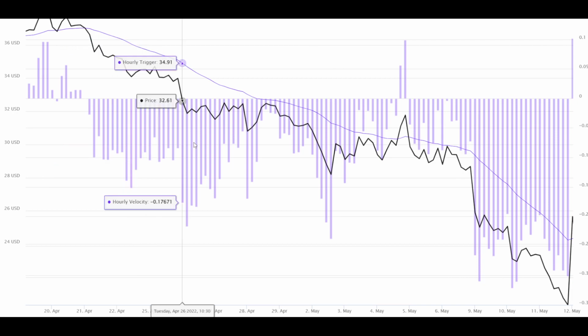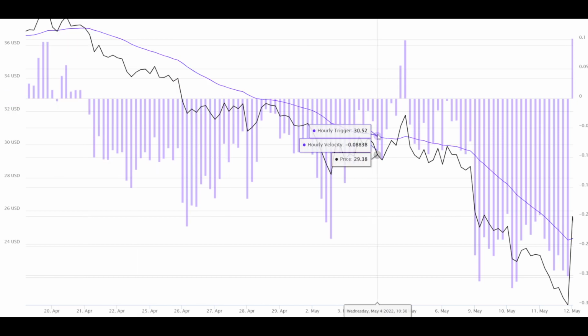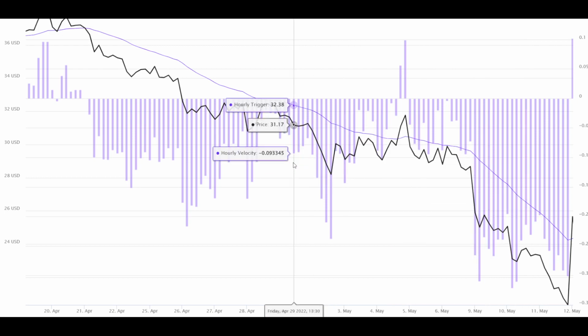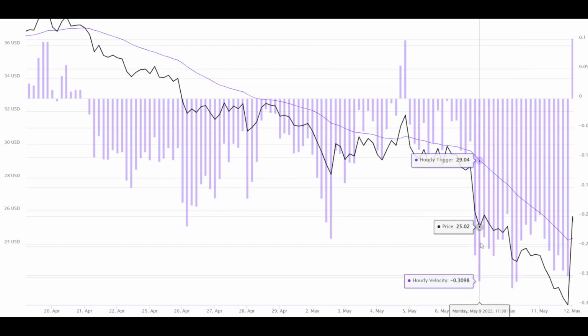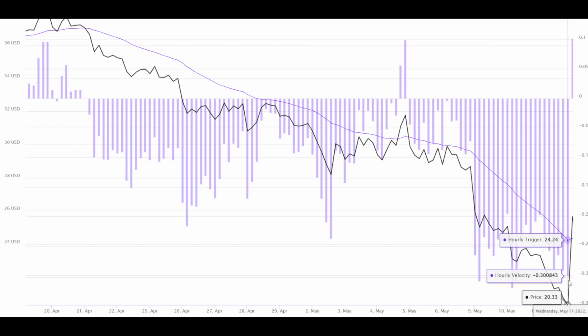And sure enough, we ended up selling pretty much from April 21st. So this is about 20 days almost of straight selling. And these bars we call capitulation bars. So when velocity gets extreme, like here we have -3, here we have -3.2, here we have -3, that's usually the end of the move.